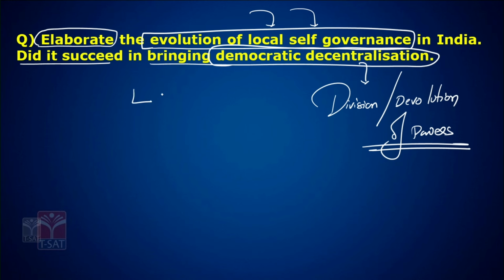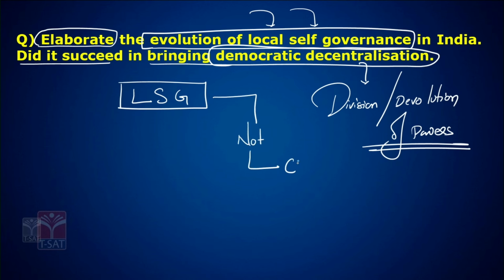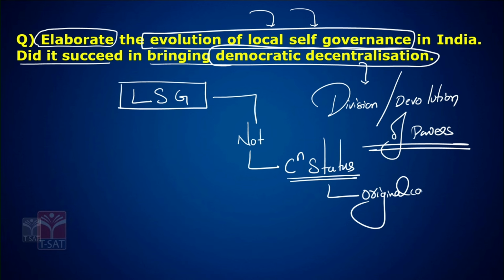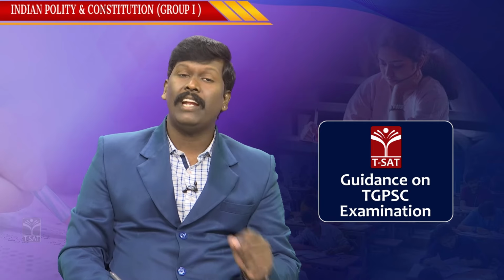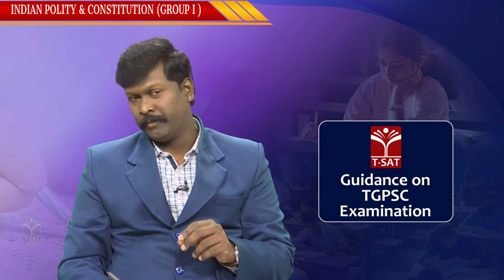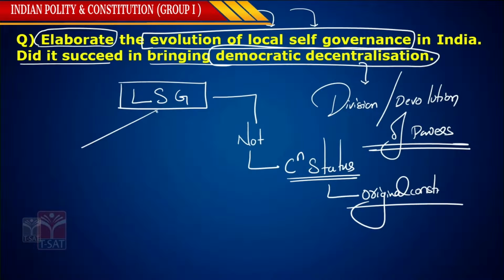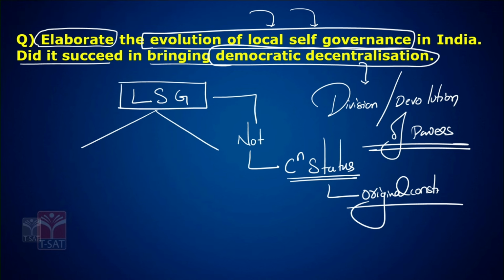Local self-governance in India was not given constitutional status in the original constitution. In the original constitution, there was no constitutional status for local self-governance in India. The original constitution discussed only two provisions in relation to local self-governance. There are only two provisions which are discussed in the original constitution.